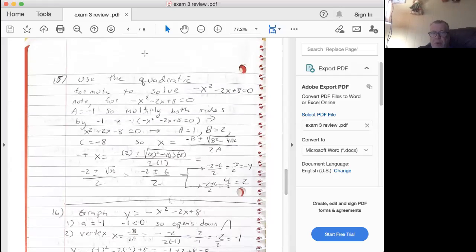Should be able to use a quadratic formula. In this particular example, we have minus x squared minus 2x plus 8 equals 0.